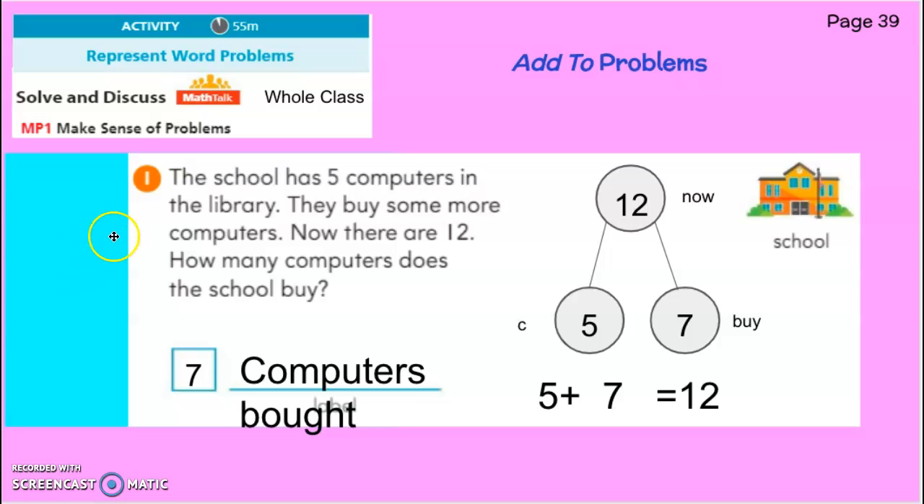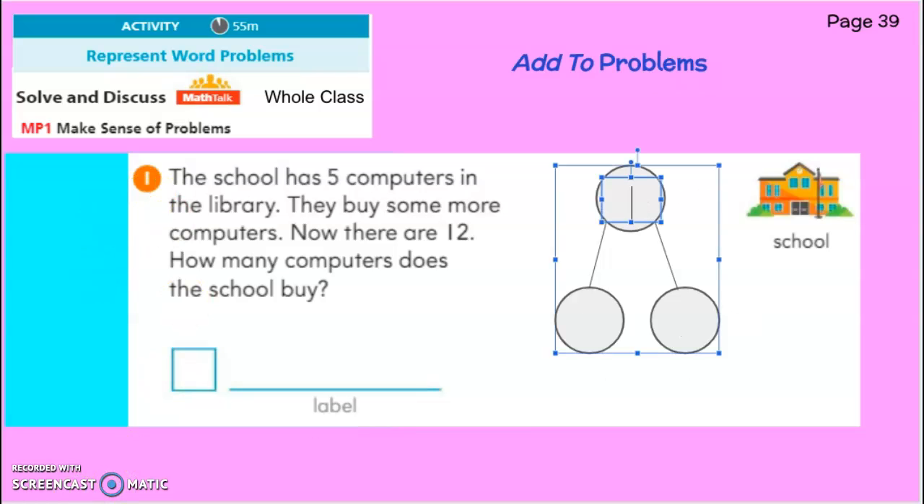Okay, so first of all, usually you're going to need to decide what problem type it is, but today we're showing you that it is an add to problem, and you'll see that as we read this. The school has 5 computers in the library. They buy some more computers. Now there are 12. How many computers does the school buy?